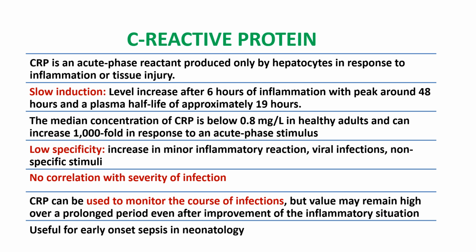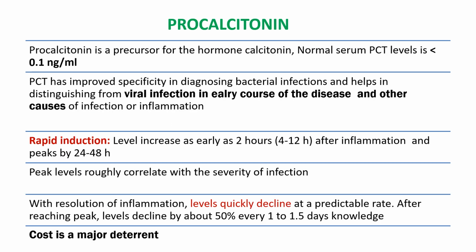CRP is an acute phase reactive protein. It has a slow induction, low specificity and no correlation with severity of infection. It can be used to monitor the course of infections. Then we have procalcitonin. There is a rapid induction, and its levels quickly decline at a predictable rate. However, the issue with procalcitonin is that cost is a major deterrent. It helps to distinguish bacterial infection in the early course of disease from other causes of infection and inflammation.